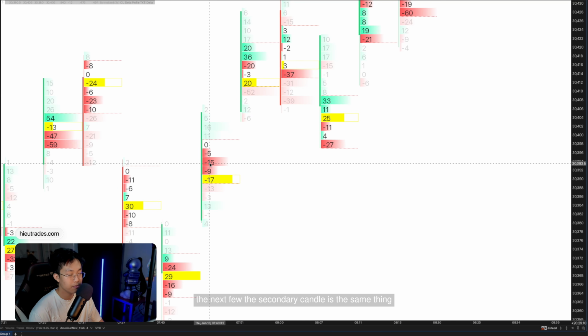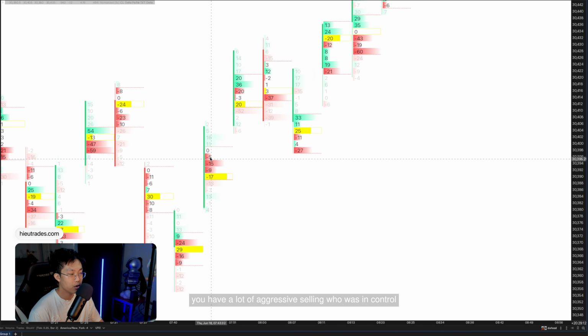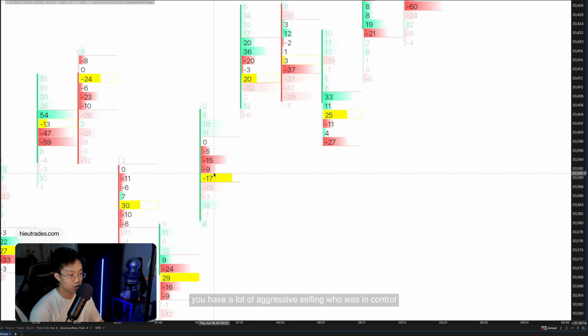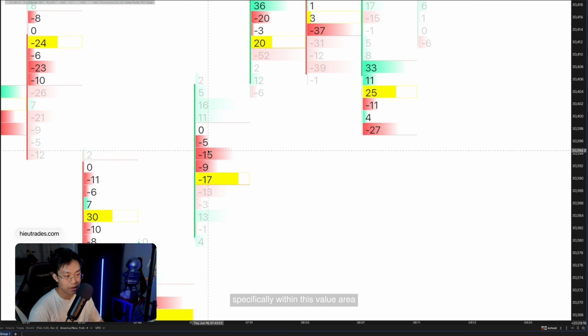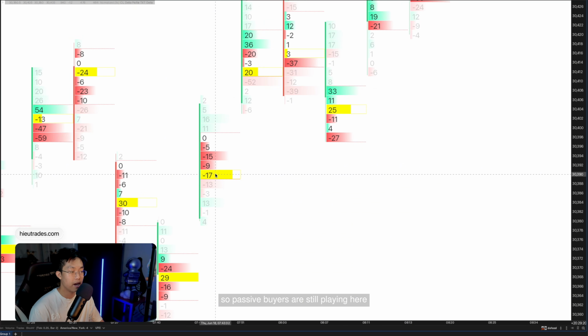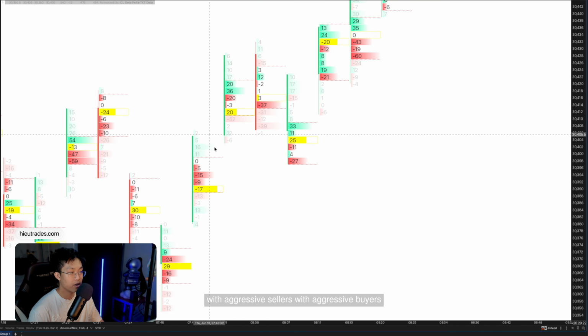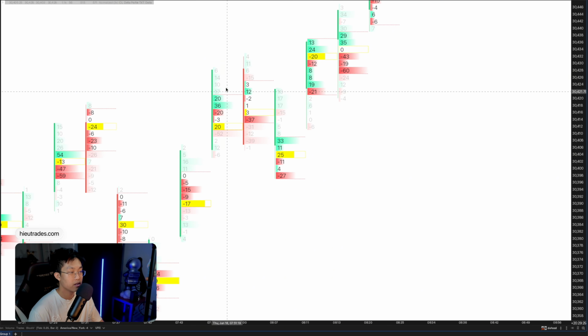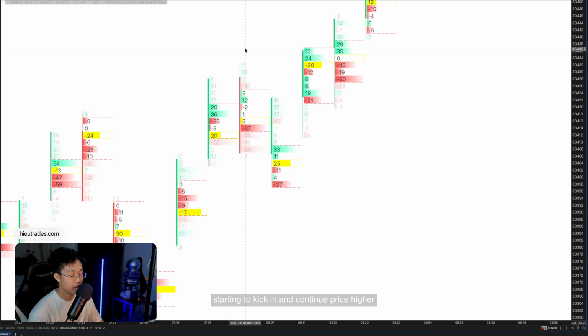The secondary candle is the same thing. You have a lot of aggressive selling in control, specifically within this value area, but it was unable to regain control. So passive buyers are still playing here with aggressive sellers, with aggressive buyers starting to kick in and continue price higher. This is a pretty messy example, but it goes to show that as long as you understand the actual definitions behind the concepts, you will have no trouble identifying what phase it is.